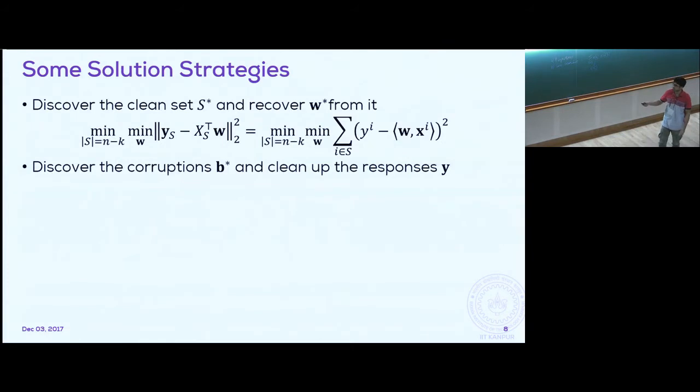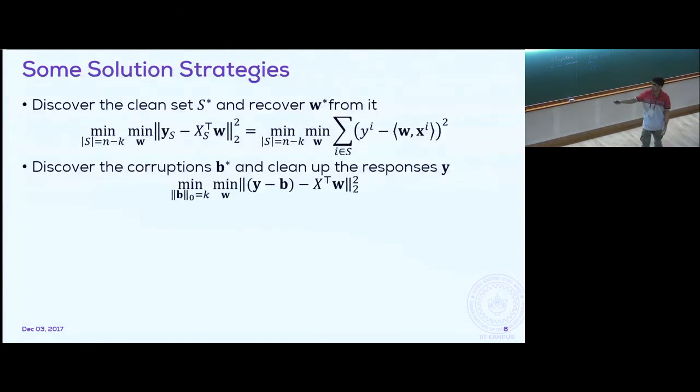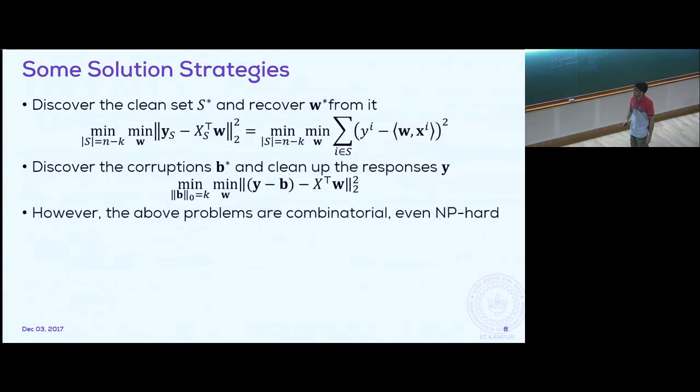Instead of discovering the clean set, I can discover this corruption vector. If I find out the corruptions and where they were and what they were, I can use it to clean up the responses, and I can cast the problem in this way. I want to find a corruption vector such that when I rectify the responses using that corruption vector, I get an exact fit or a very, very good fit. In fact, this is the starting point for one approach to this problem.